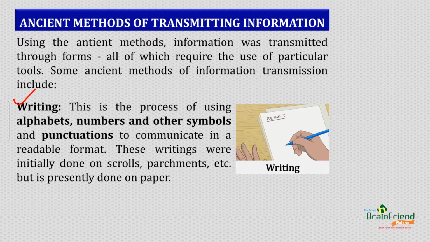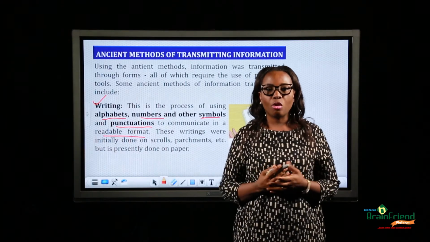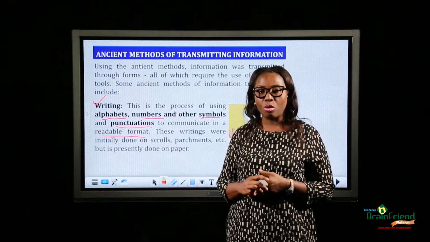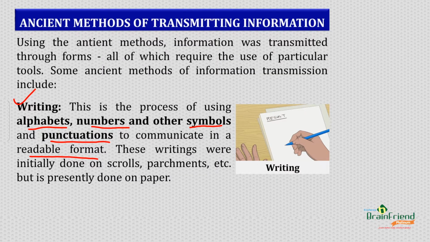We have writing. Writing is a process of using alphabets, numbers, and other symbols and punctuations to communicate in a readable format. So you see, writing falls under visual format of information transmission. It is an ancient method of transmitting information, but it's still modern because we still write up till date. In earlier times, writing was done on scrolls, parchments, but today we use paper to write.